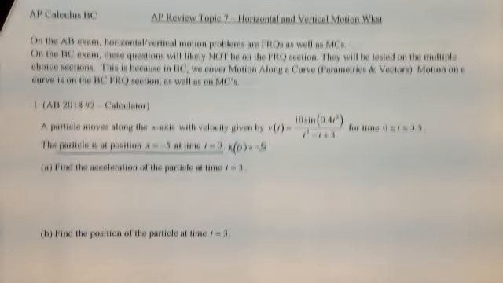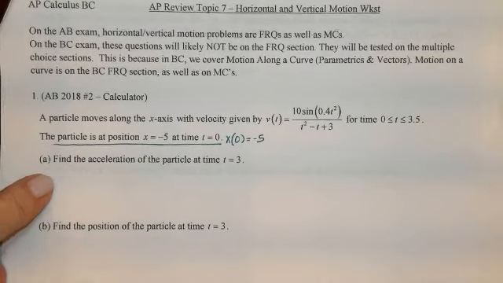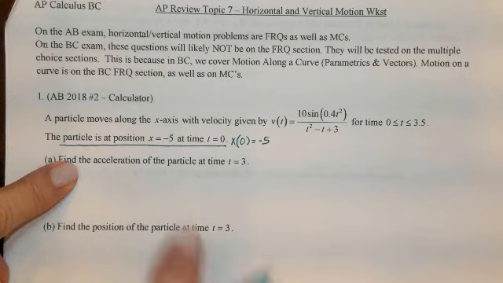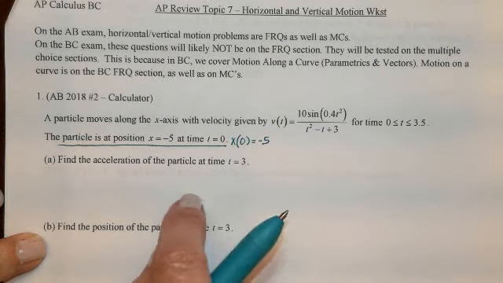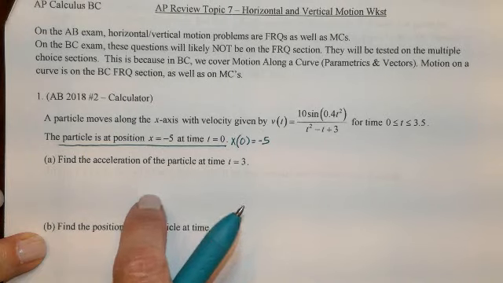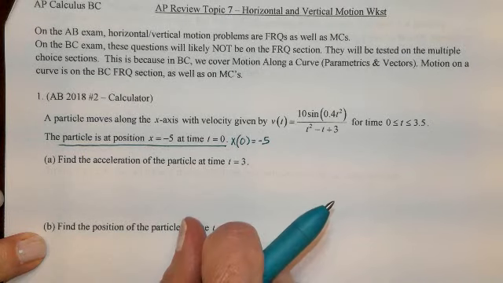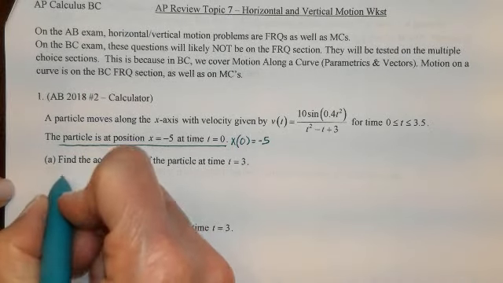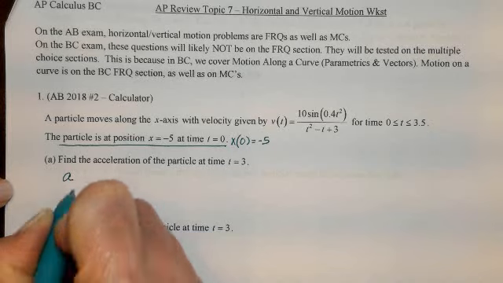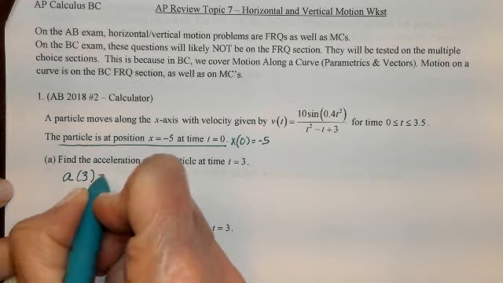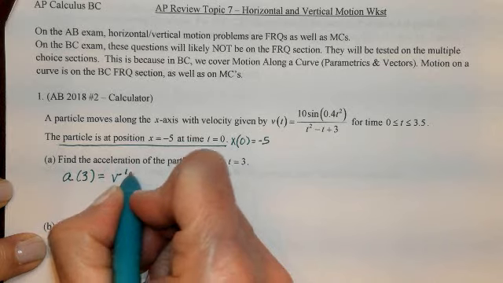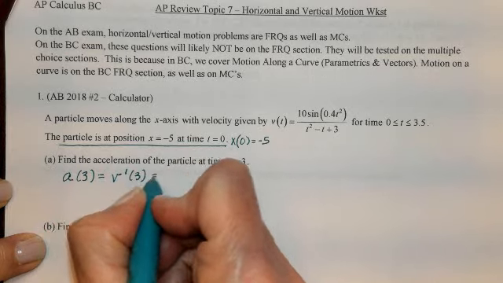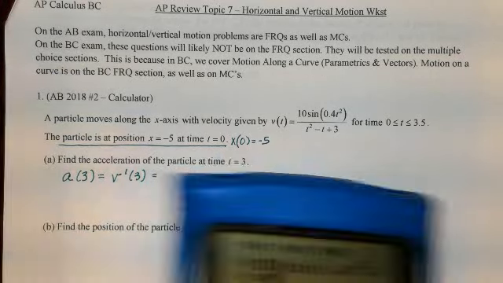Okay, so for part A, it says to just find the acceleration of the particle at time 3. So they give us the velocity, we want the acceleration. We know the acceleration is just the derivative of the velocity, but we need to say what we're doing. So I'm going to say acceleration A at time 3 is the derivative of the velocity at time 3, and then we can let our calculator do the rest.